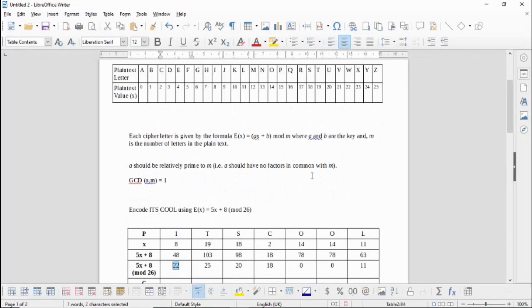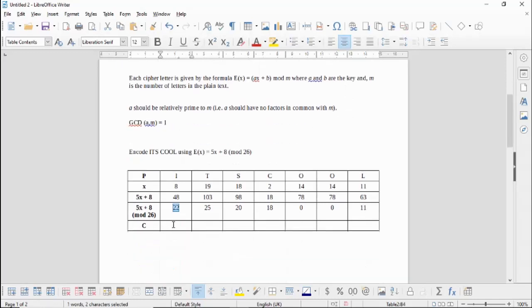So for 22, the ciphertext letter is W. Therefore, the ciphertext letter will be W when the plain text is I. For when T is the plain text, the ciphertext value is 25, so its ciphertext will be Z. For S, it will be U. For C, it will be S. For 0, it will be A, and A again.